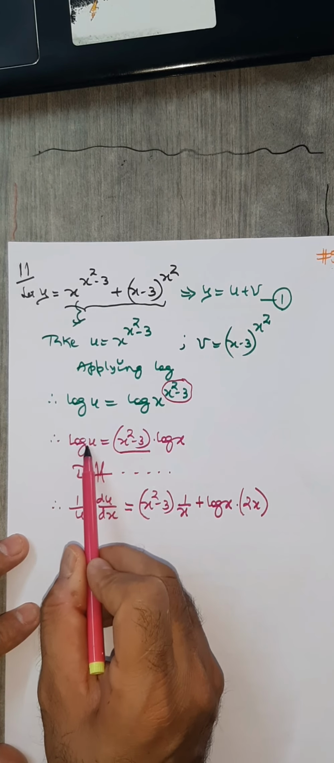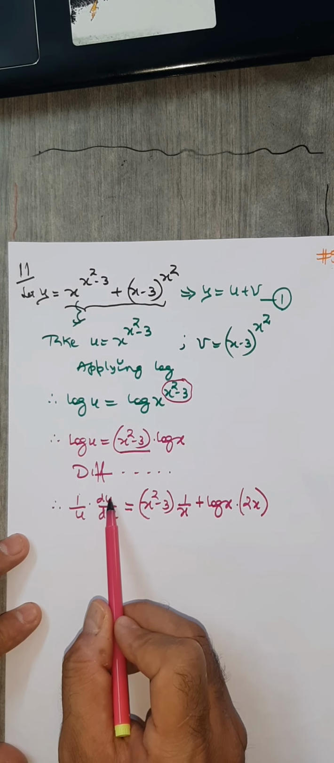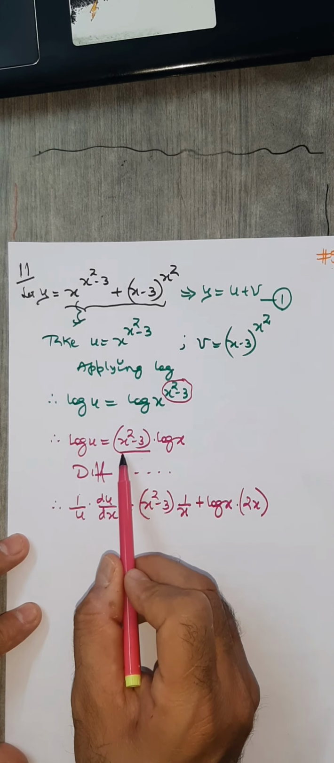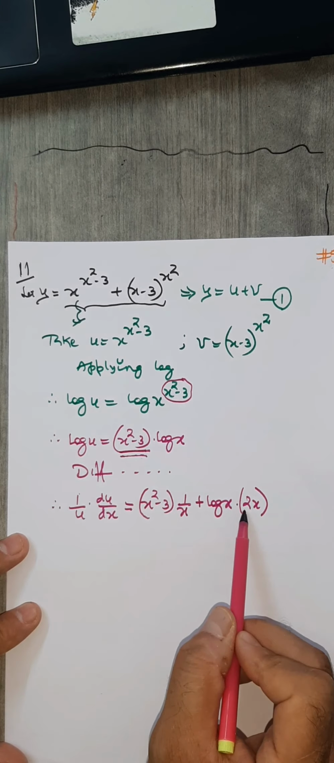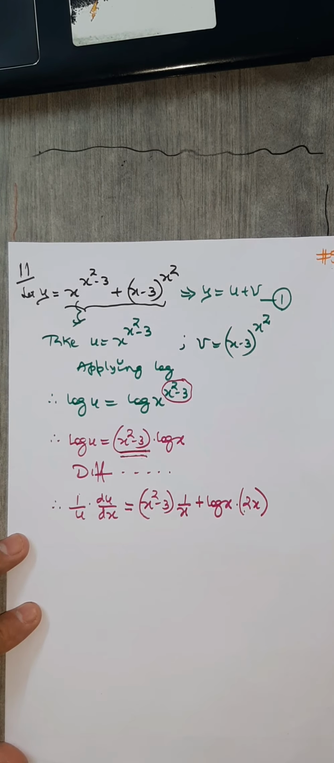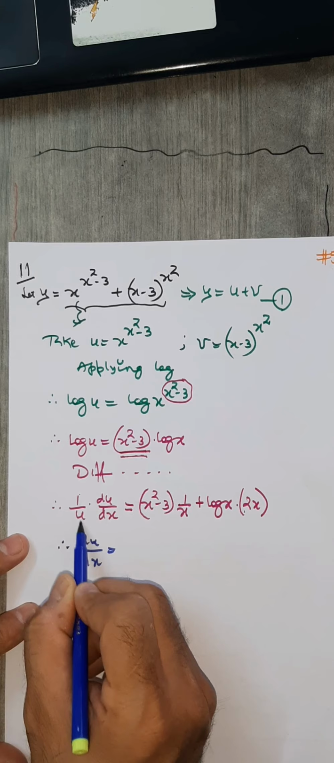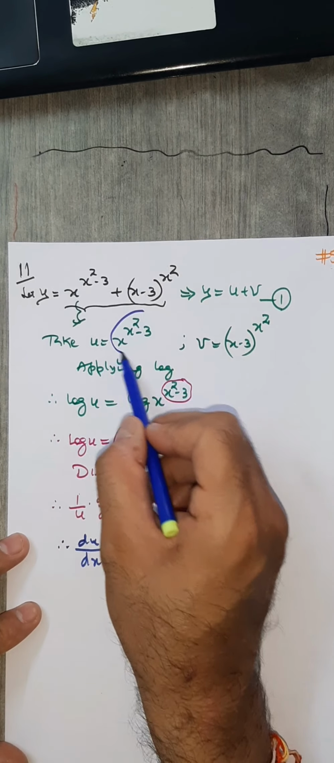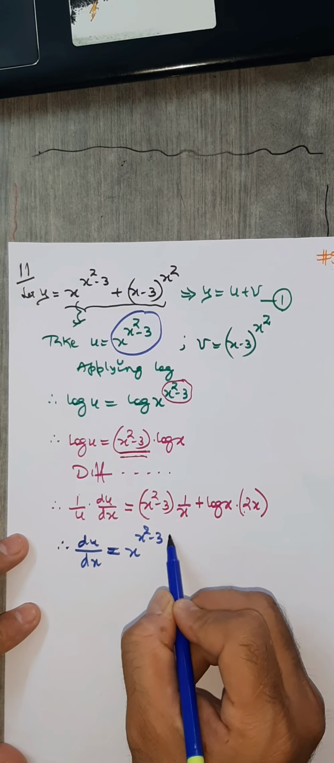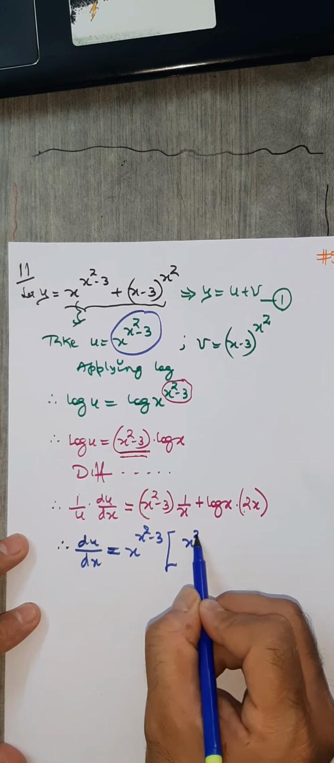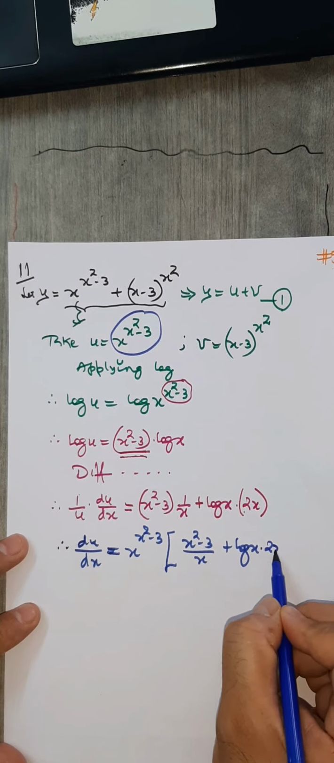I repeat this. Derivative of log u. Imagine this as x. Derivative of log x is 1 upon x. By chain rule, derivative of u with respect to x, du by dx. This one as it is. Derivative of log x is this. Plus log x as it is. Derivative of this portion is this one. So therefore du by dx equals to, finally, u will move this side. But what is u? I'll place that directly. So x raised to x squared minus 3 into x squared minus 3 by x plus log x into 2x.